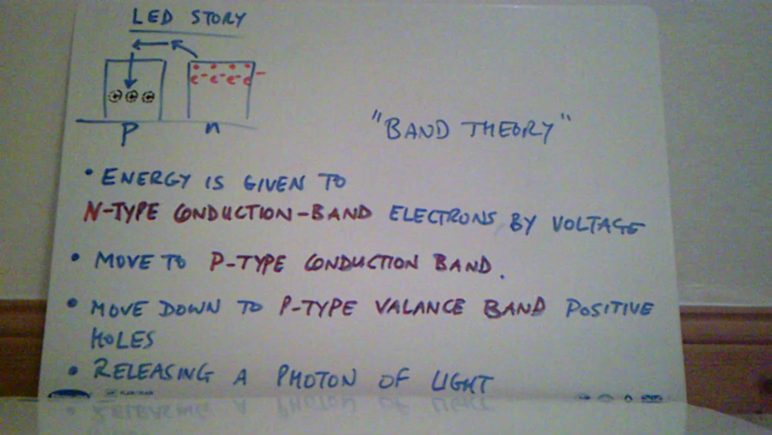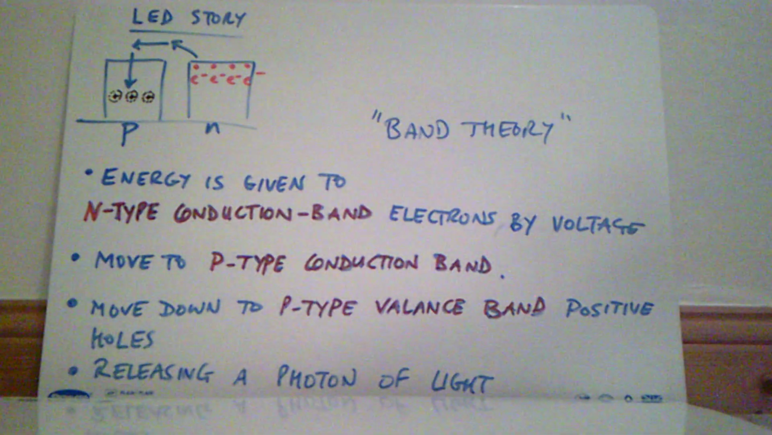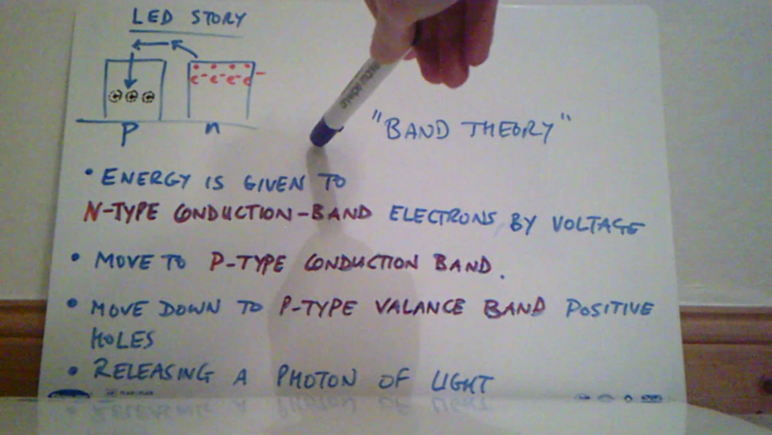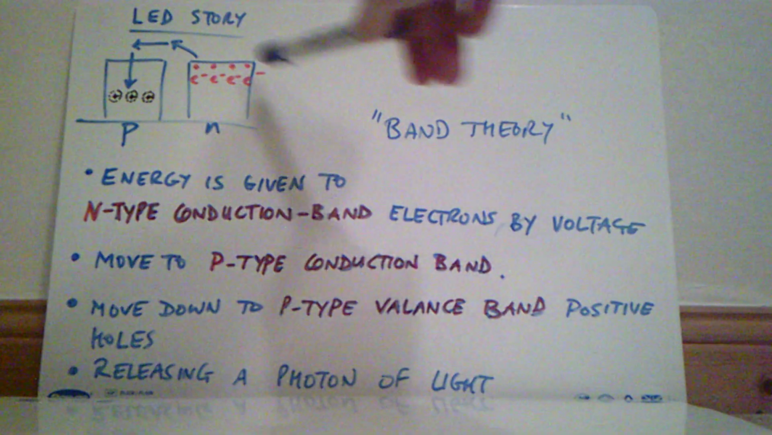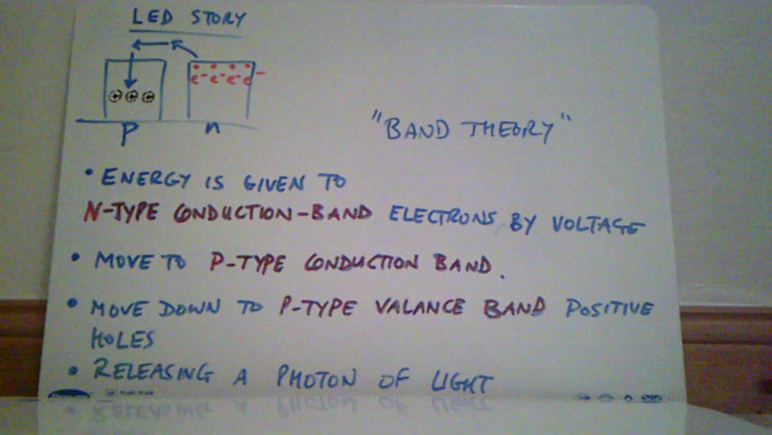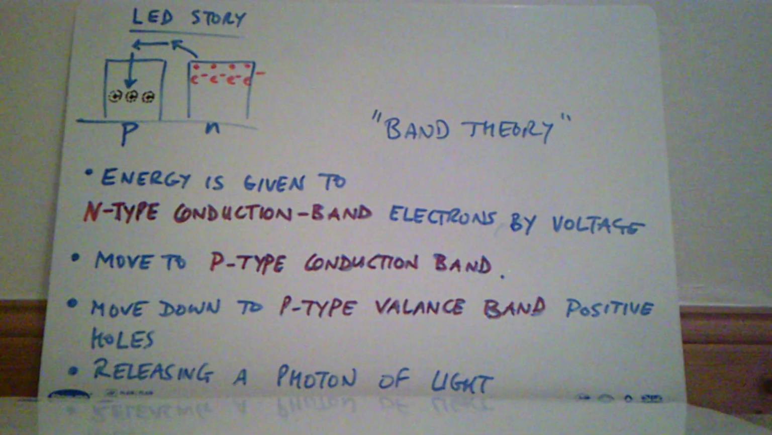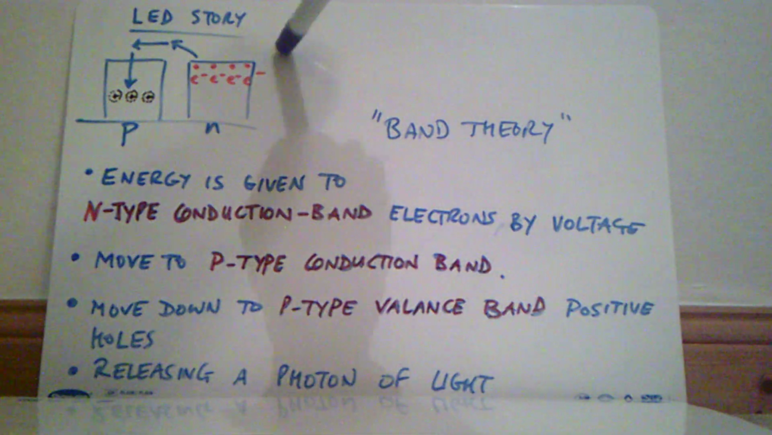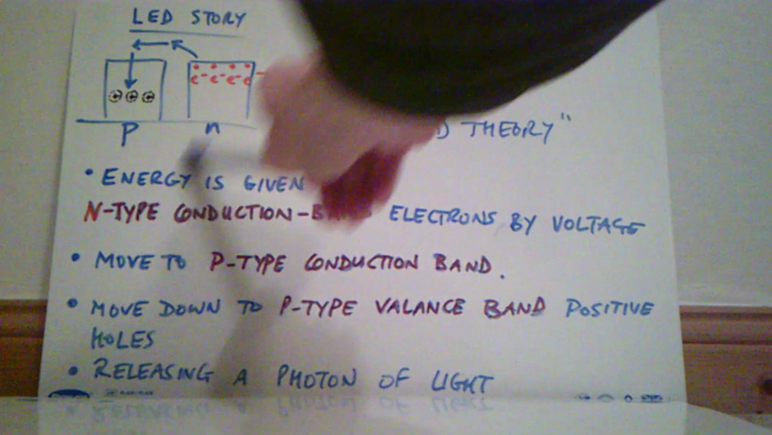So what points do you need to talk about? You need to say, where is this energy coming from? Well, the energy is given to the n-type conduction band electrons by this external source of voltage. Because this is called band theory, you need to name the bands and also talk about which of the semiconductor types the band you are referring to is. So we are starting by referencing the conduction band of the n-type.